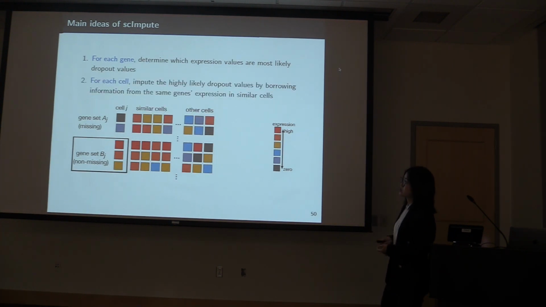And next, for each cell, we want to impute the highly likely dropout values by borrowing information from the same gene's expression in similar cells. Let's still take this cell J as an example.